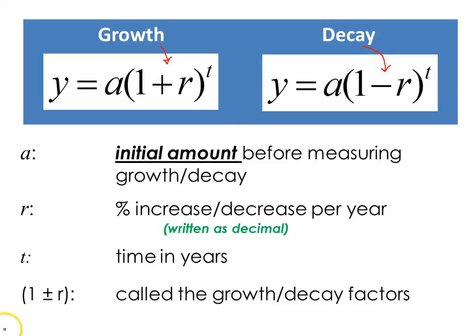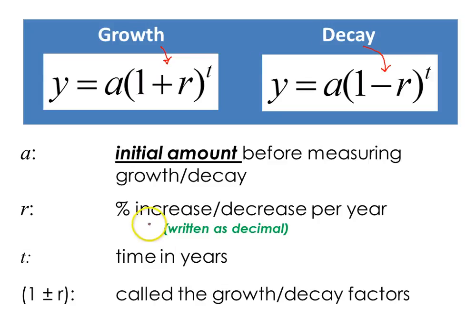Now, if we go down and read what all the letters stand for, A is the initial amount. And it says the initial amount before measuring your growth or decay. So initial means whatever you're starting with. So that's your start amount. The R is the percent increase or percent decrease per year. And that comes from the positive or the negative. It would be an increase with a growth. That's why it's a plus that rate. It would be a decrease with the decay. Hence the reason it is the minus that rate.